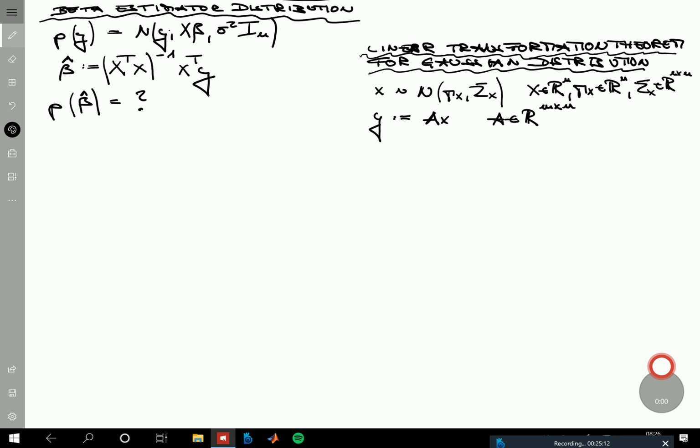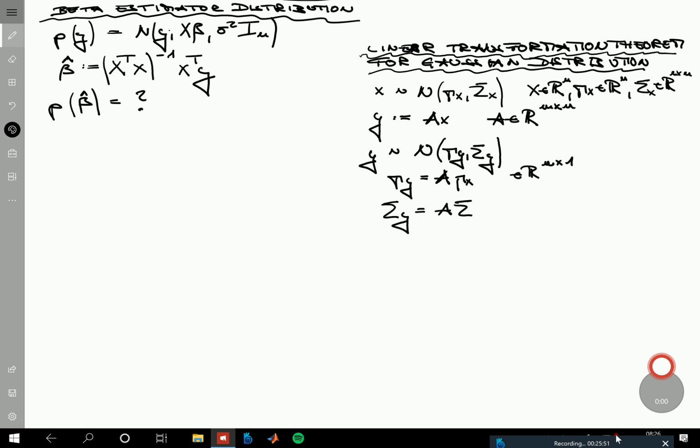If we define y like that, then this result states the following, namely y is also distributed according to a multivariate Gaussian, and it has expectation parameter mu y, where mu y is given by A times the original expectation parameter, and this would be then m times 1, and sigma y is given by A times the original covariance matrix parameter times A transpose, and this would be then m times m.